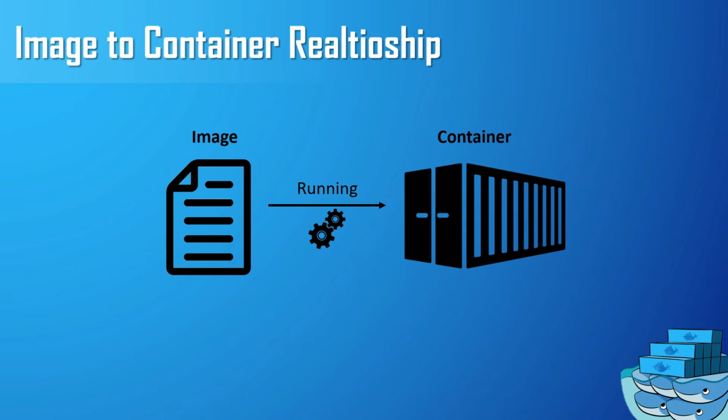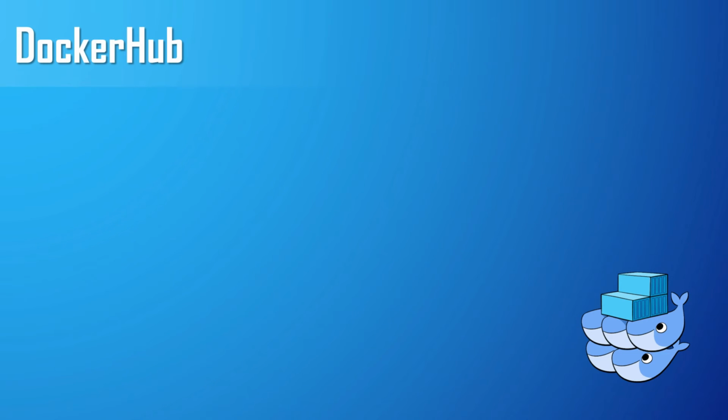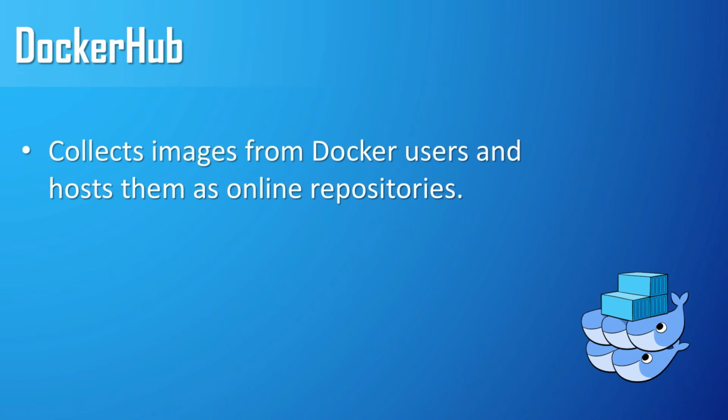Now let's learn where to find the most widely used images created by Docker users around the world. In order to find these images, we look to Docker Hub. Docker Hub collects images from Docker users, from independent developers to entire engineering organizations, like MySQL and Ubuntu, which allow anyone who knows how to use Docker to use them within their containers. Hosted as repositories, these images on Docker Hub allow you to look at different versions of an image that have been published over time.